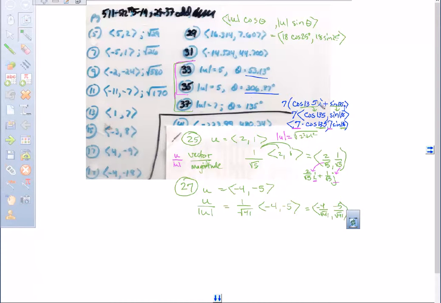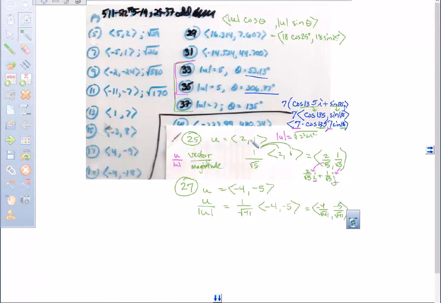Now, on some of these, we're working backwards. If they give us this linear combination form, then we just go backwards and factor out the 7. This is 7 times cosine of this, and so we see that the magnitude is 7. The angle is 135. Okay, so let's take a look at these.